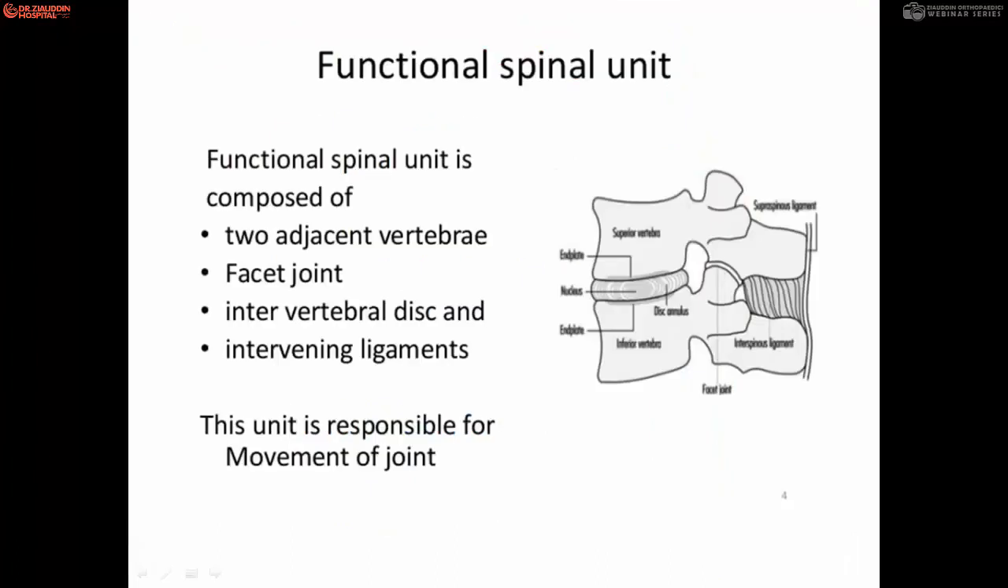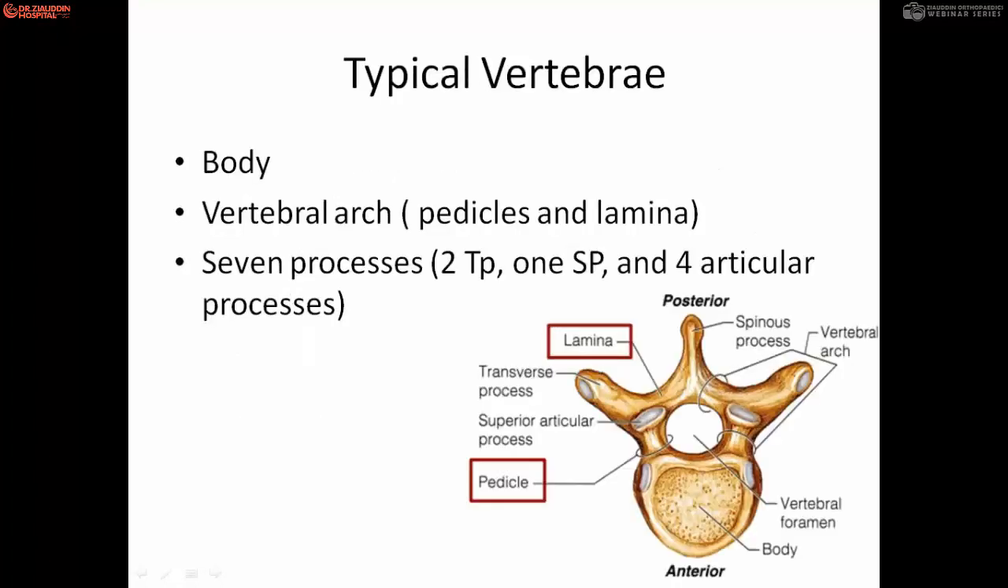Another terminology which is used in spine is functional spinal unit, which is basically composed of 2 adjacent vertebrae along with disc and the facet joints. This unit is responsible for the movement of the joint. Coming towards the typical vertebra, these are those vertebrae in which there is body anteriorly, and posteriorly there is vertebral arch, which is composed of pedicles and lamina, and there are 7 processes. There is spinous process, 2 transverse processes, and 4 articular processes, superior and inferior articular facets on both the sides.